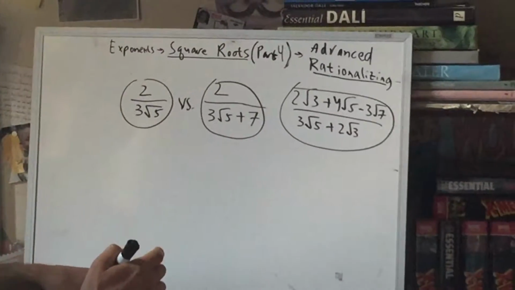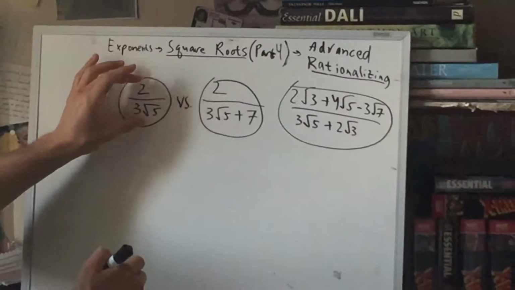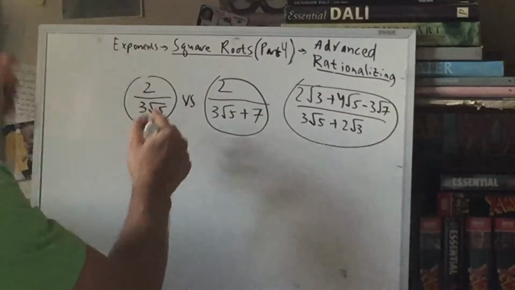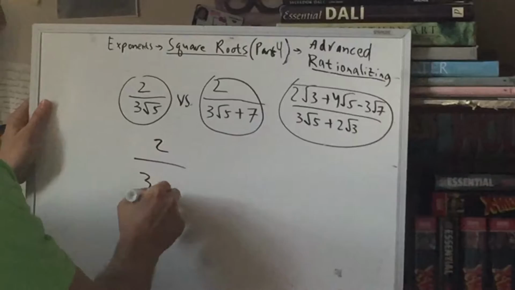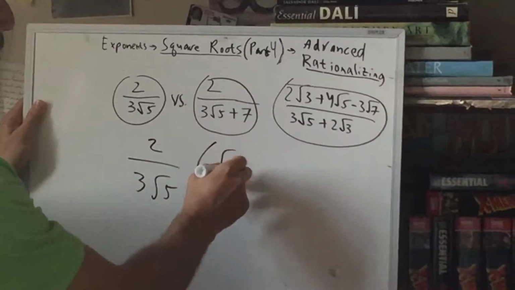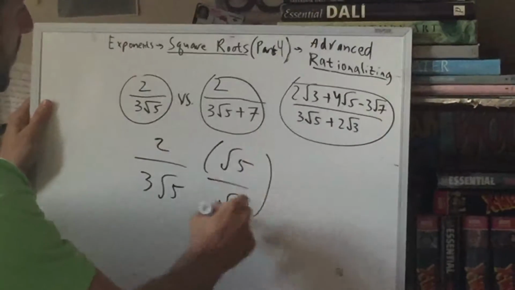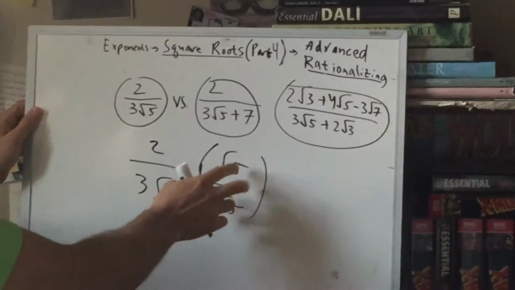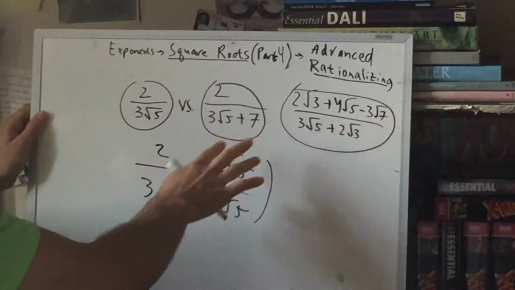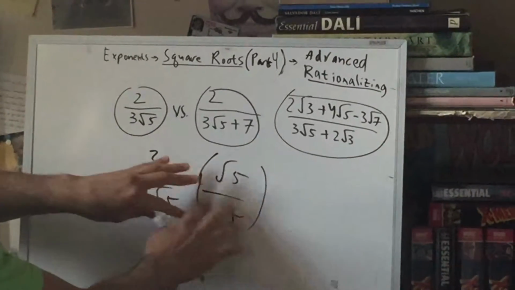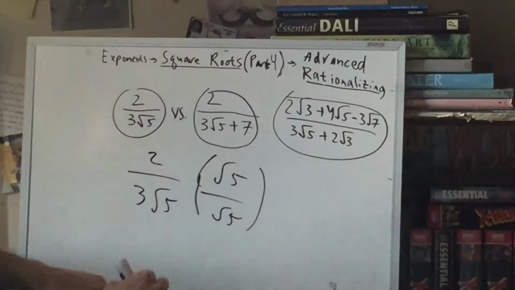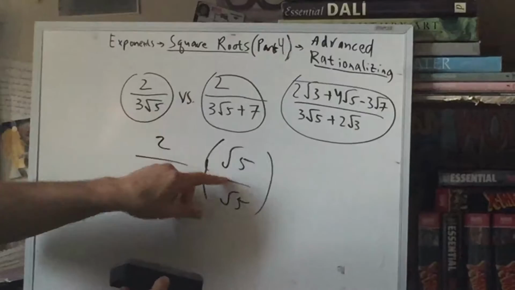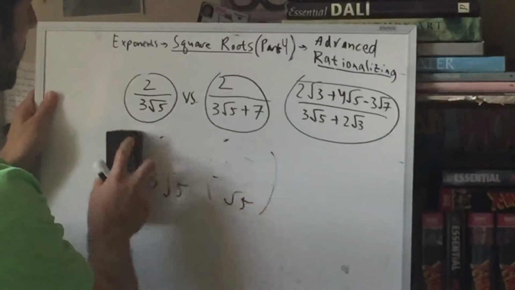So let's try to do our basic rationalizing technique, which is to remind you, just multiply by root 5 over root 5, which will undo this square root. It'll introduce it on the top, but we don't care that that happens. So this will solve our basic rationalizing problem. Let's see what happens when we try to do this in the advanced case.